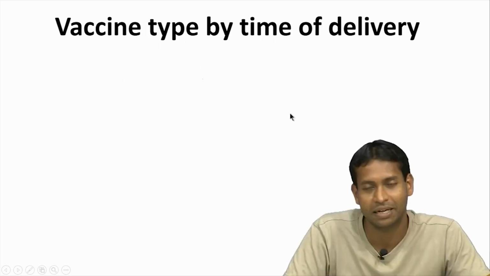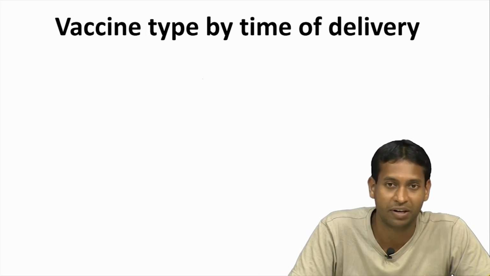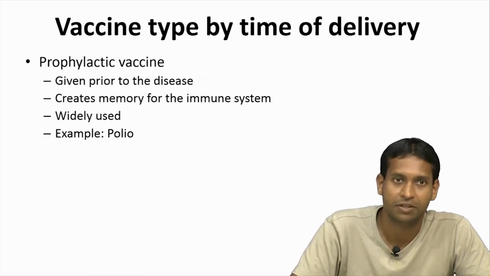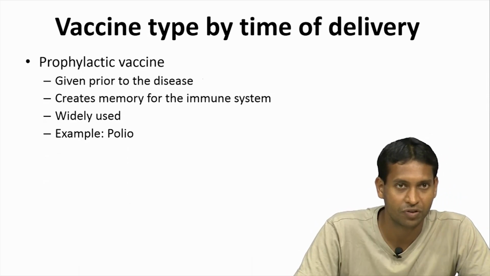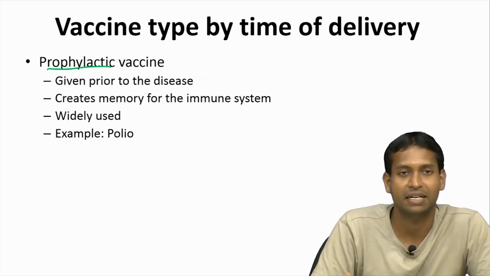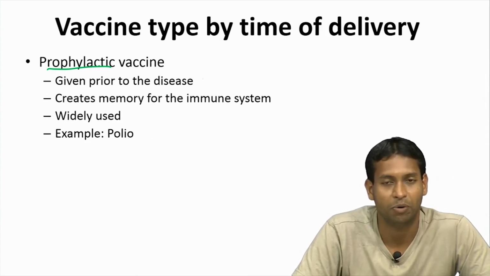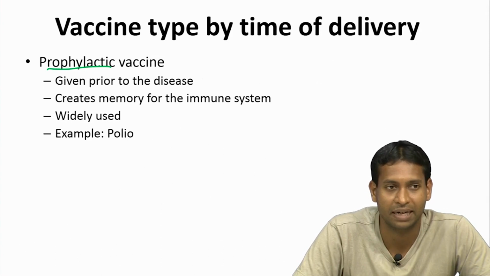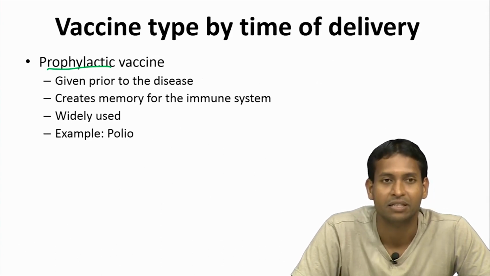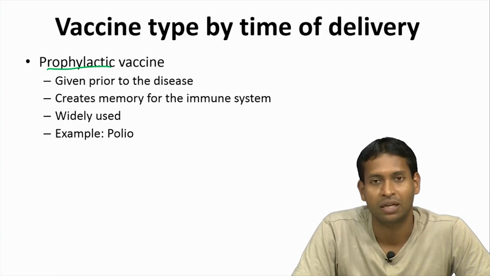So, vaccines, depending on how you are delivering them, can be defined into different types. One is called a prophylactic vaccine, and I am sure most of you are aware of this. As the name suggests, this is a vaccine that is given prior to the disease. We know that polio is a big problem, and that it can affect lots of babies. So, why do we not give a vaccine against polio before the polio has a chance to infect a baby?